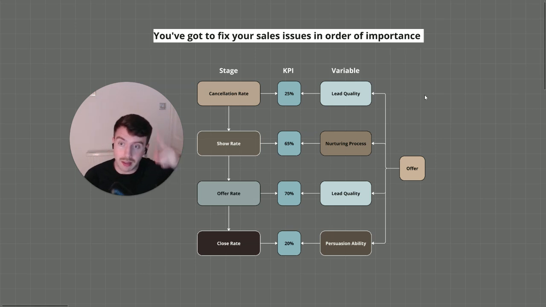And number two, these are the things that you need to look at to be able to make strategic decisions in the sales process to improve things and start making more money.